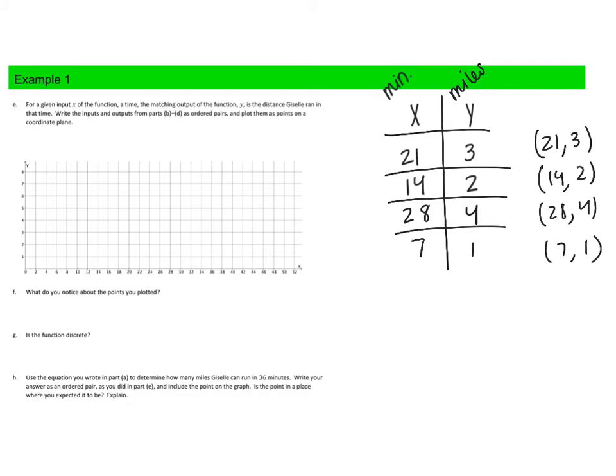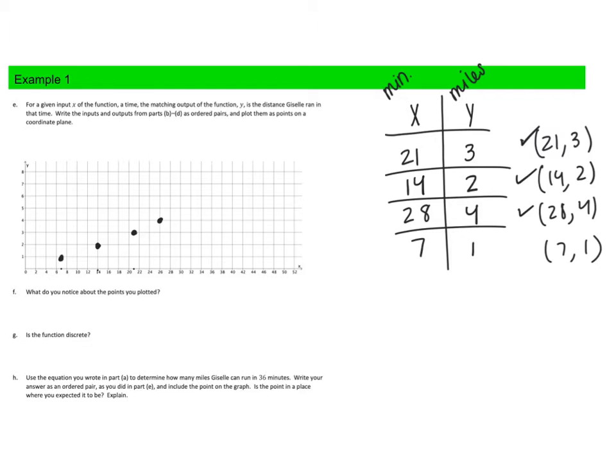So the first one is (21, 3). So we're going to go 21 for our x. So we go over to 21. It's right here. And we're going to go up to 3. Make a point. Okay, did that one. Next one, (14, 2): over 14, up 2. Did that one. Next one, over 28, up 4. There we go. And the last one, over 7, in between 6 and 8, up 1. Okay, so I've plotted my points.